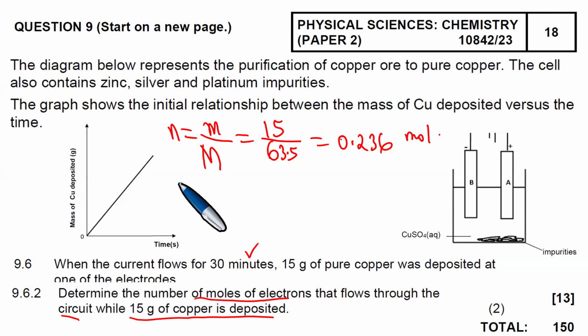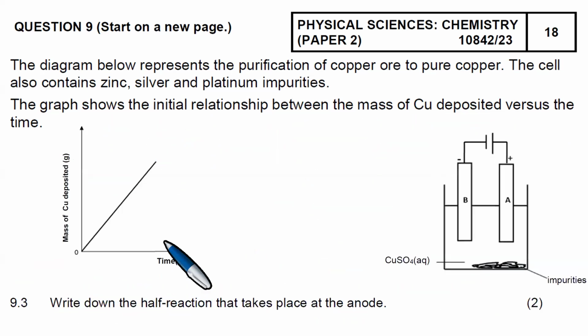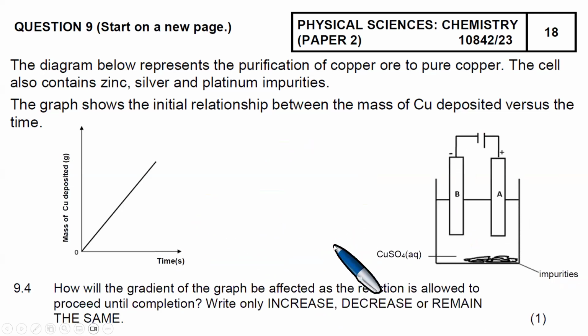But now you're going to remember that we did this one. Copper, we wrote down the half reaction that takes place at the anode. We said copper releases 2 electrons. So we have copper, which yields copper 2 plus, plus 2 electrons.